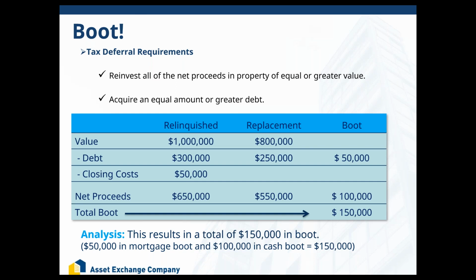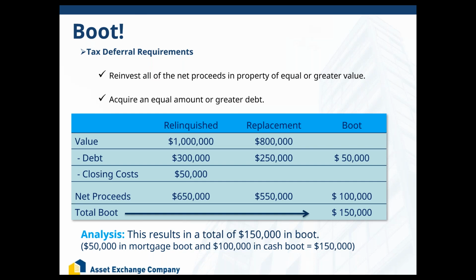It doesn't mean that they can't do a 1031 exchange. What it means is instead of them getting a full deferral, they're going to get what's referred to as a partial deferral. Now, partial, why? Because they're going to be paying some taxes on that $100,000 cash boot. Now, the $100,000 that they hold back, they can do whatever they want with those funds.